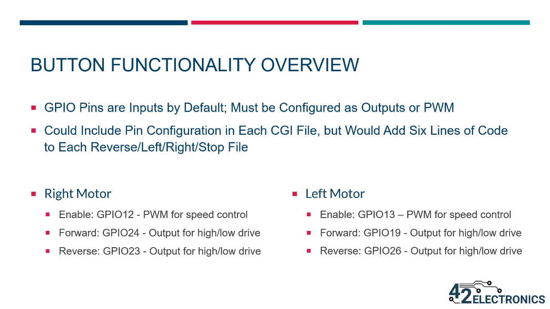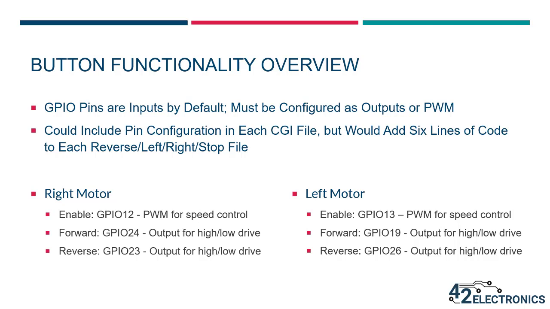Okay, let's move on and look at the button functionality for the web page. Now, you may remember from previous lessons related to WiringPi, the GPIO pins are inputs by default. They must be configured as outputs or PWM before they can be used as either an output that will be driven high or low, or as a PWM output. Here are the GPIO pins that'll need to be configured before they can be used to drive the robot, like you see here. So we have the right motor pins and how they're configured, and then we have the left motor pins and how they're configured.